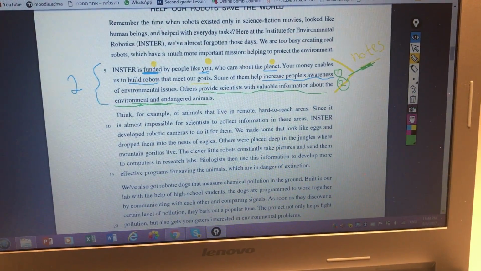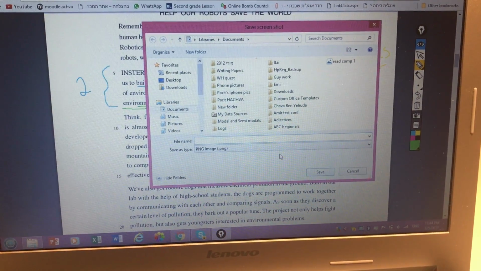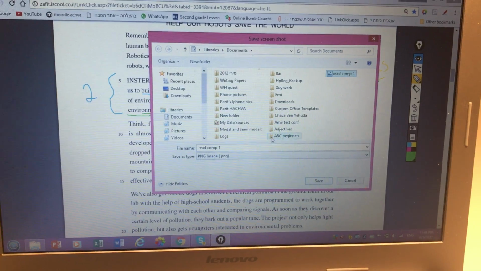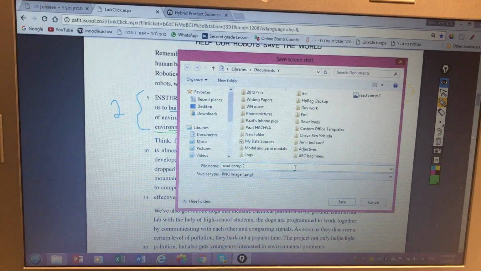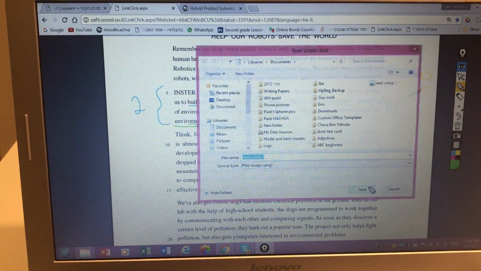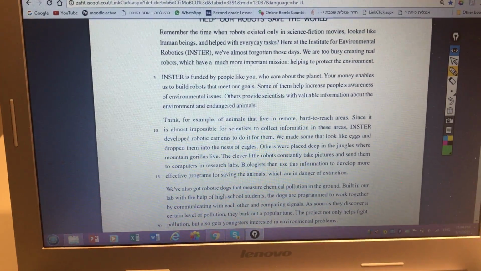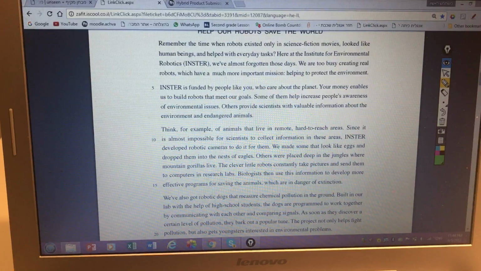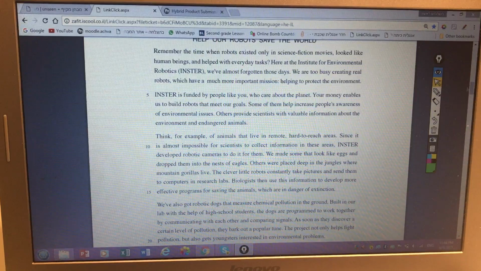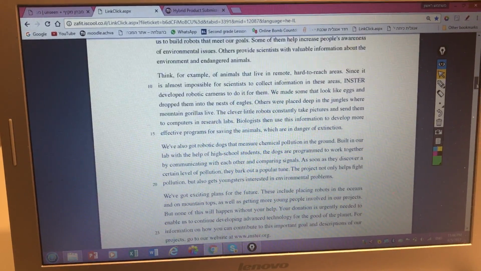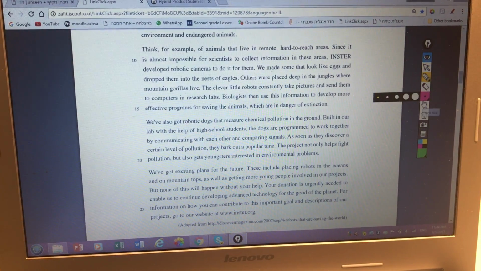Okay, I want to save this as well. I'm going to take a snapshot of it and save it as reading comp 2. And this will be forwarded to you. Now I want to delete this so the mess will disappear. Let's erase what I have done here, go back, and go to paragraph 3. Okay, so we have paragraph 3.